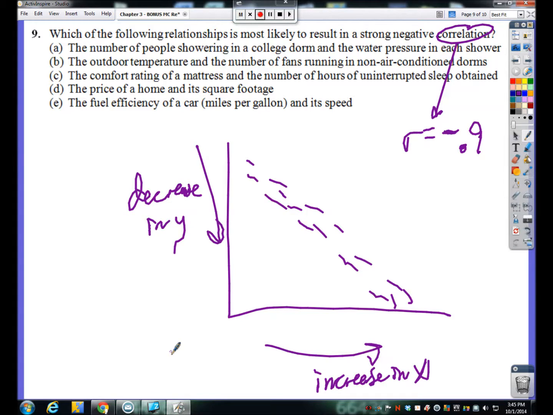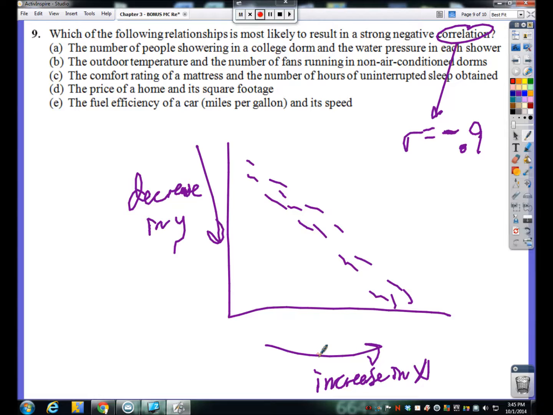Okay, so we're kind of looking for a relationship that works inversely to each other and not directly proportional. So let's start with A. The number of people showering in a college dorm and the water pressure in each shower. Well, some of you might not necessarily know the relationship between number of showers going and the water pressure. Water pressure is how strong the water comes out of your shower head.